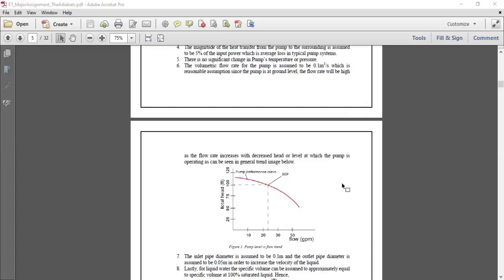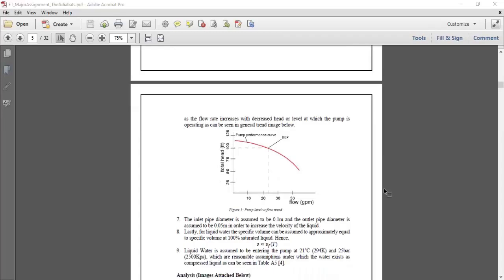but our justification here is that since the pump is operating at ground level, it has a higher volumetric rate. The volumetric rate is a function of the height or level at which the pump is regulating the substance, as can be seen here for any general trend of pump functioning. For this trend we have a decreasing flow rate with increasing height, and since we are operating at ground level, a high flow rate is a reasonable choice.